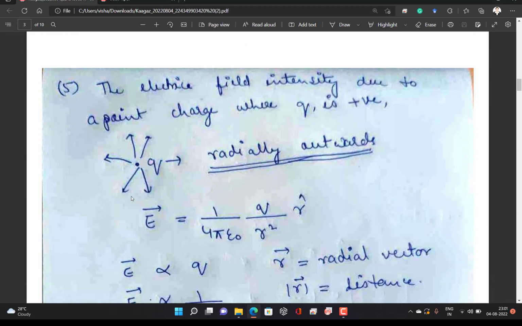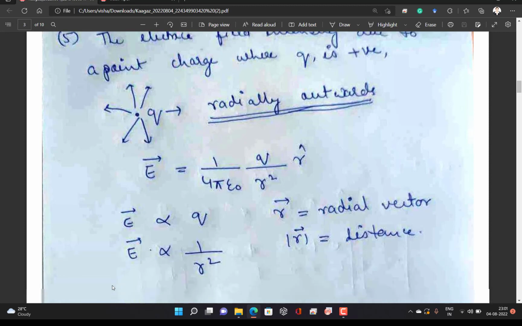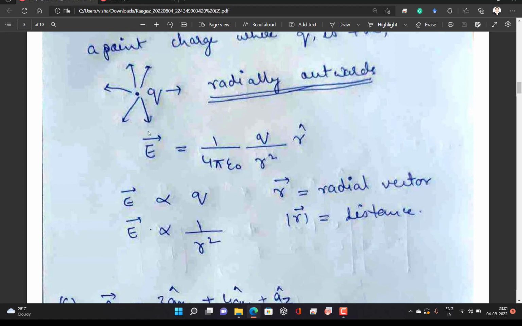So the electric field intensity due to a point charge Q. Here the point charge Q is positive, isn't it? If a point charge Q is positive, it will have an electric field intensity radially outwards, to infinity. Another thing is the electric field intensity has the formula 1 upon 4 pi epsilon naught, Q upon r square, in the direction of r.